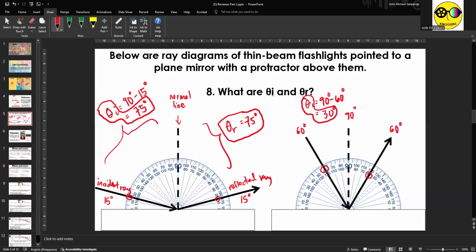And because we have specular reflection, we expect that theta R will also be equal to theta I, which is also 30 degrees. Okay? So, for the second time, specular reflections have even reflections because they have smooth surfaces, so therefore theta I will be equivalent to theta R, which follows the law of reflection.